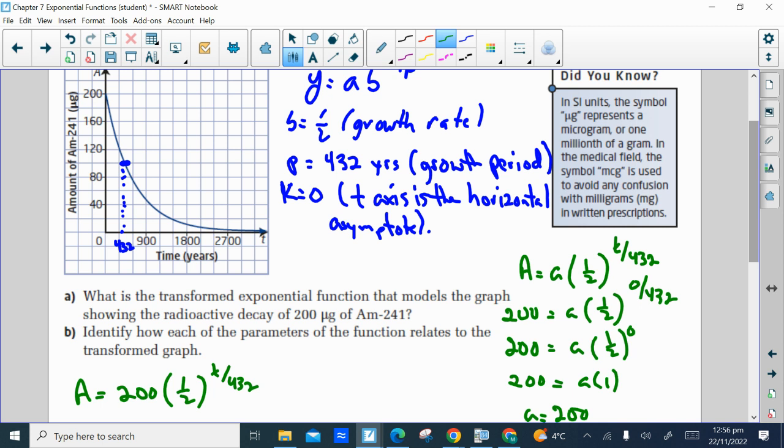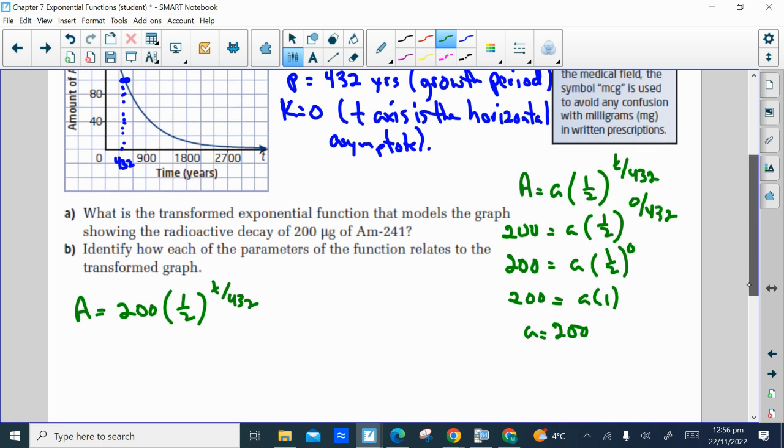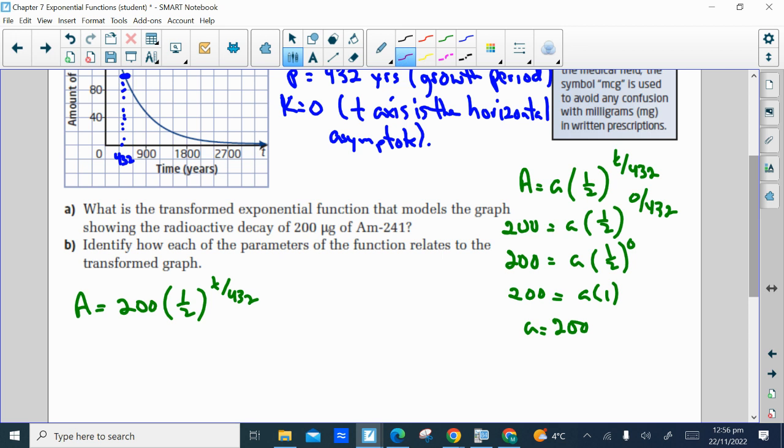And if we look at that equation, this AM-241 has a half-life of 432 years. When you let T equal 432, 432 divided by itself is 1. 1/2 to the 1 is a half. And a half times 200 is 100. And that matches this point we have right here. So in the last example, we used our graphing calculator to check. We can also just use the equation that we came up with.